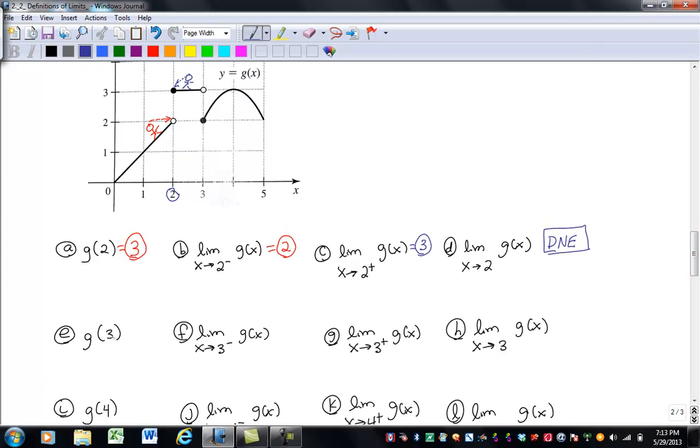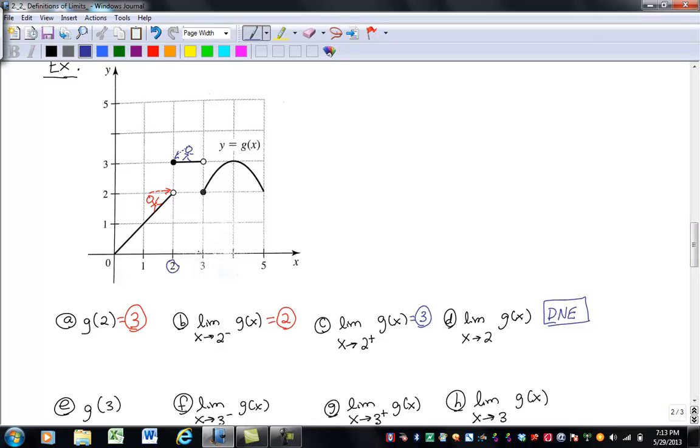Well, then we get to look at x equals 3. So the first thing they ask me is g of 3. g of 3 is the y value when x equals 3. So if I go to x equals 3 and I look up the graph, there are 2 places where there are dots. That one's a hole, that one is shaded, so that's the actual y value. At x equals 3, y is 2.